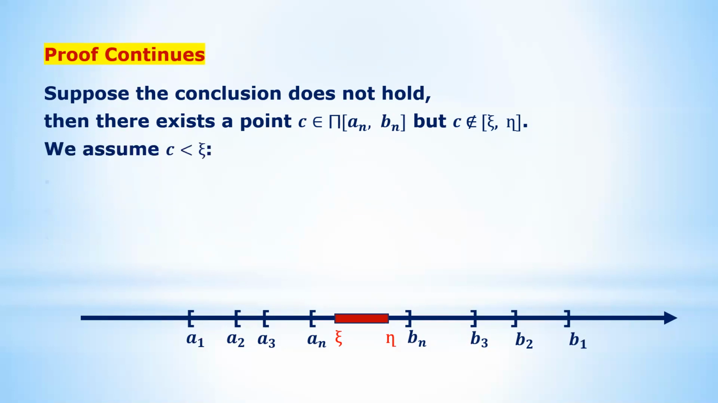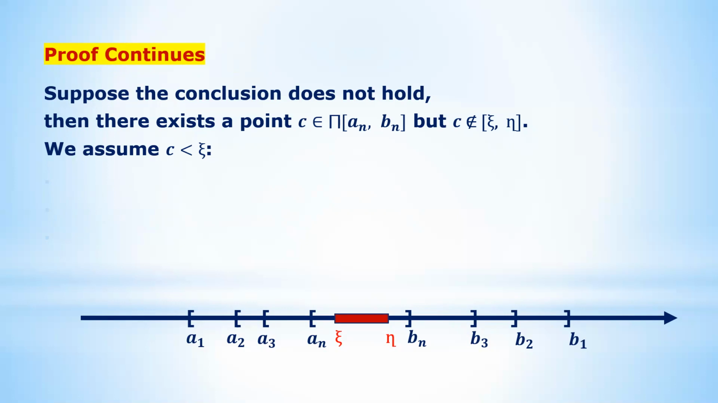Then you have to divide into two cases. This c is not in this closed interval. What does it mean? It has to be outside of the interval, so c has to be on the left side or the right side, right?